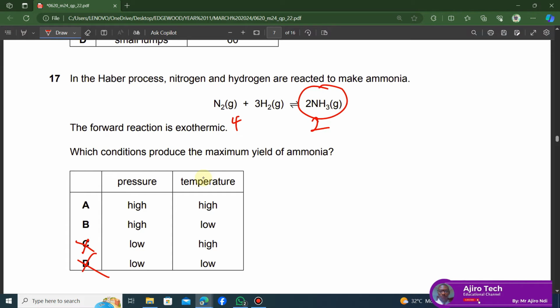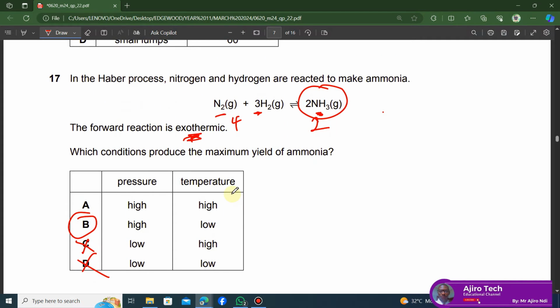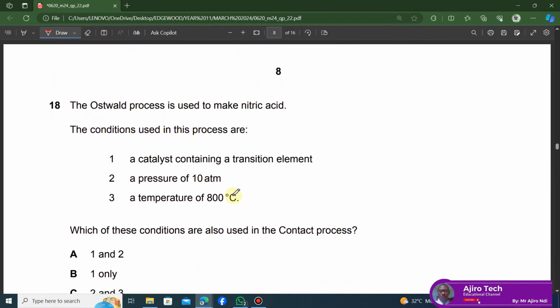Now, the second thing is temperature. It's an exothermic reaction, so when you increase the temperature, equilibrium shifts to the left because it is exothermic. If you want equilibrium to shift to the right for an exothermic reaction, decrease the temperature. And that's what makes option B the correct answer. So the effect of temperature is dependent on whether the reaction is exothermic or endothermic.